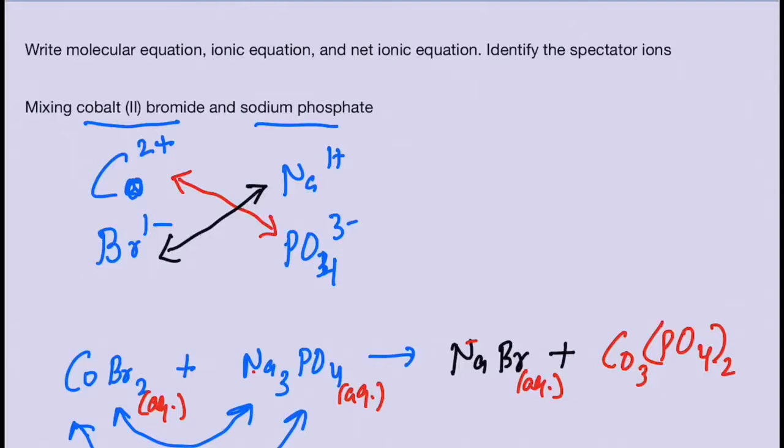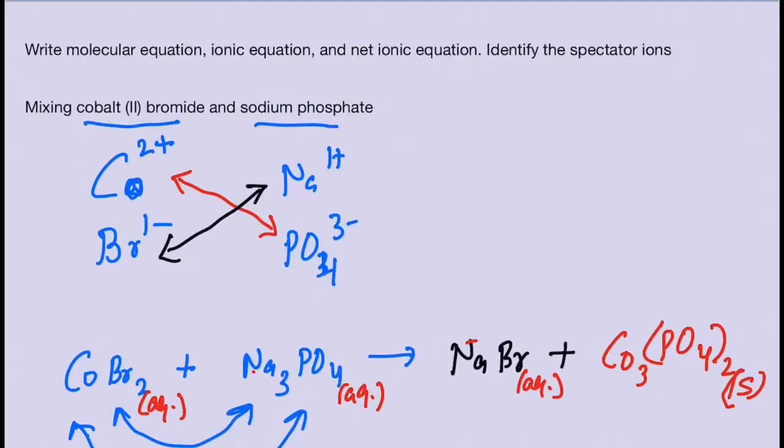And the cobalt phosphate. Remember the rule for phosphates: most phosphates are insoluble. The only phosphates that are soluble are those bonded with alkali metal cations or the ammonium cation. Any other cation you see is going to be insoluble. So this cobalt(II) phosphate is going to be a solid, so I'm going to write S for that. That's the driving force for this reaction.